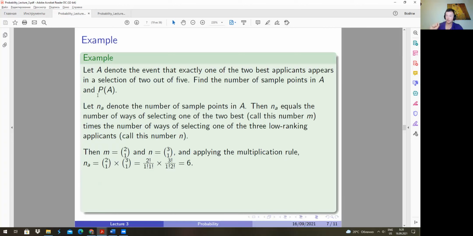We introduce this information that, well, if I know that there is going to be exactly one best applicant, then the second applicant for sure must come from the 3 least professional applicants. And that's how I have this second element and the number of these least professional applicants. So this is very important. And on many different occasions, we really want to introduce this additional information based on the event that we want to know.